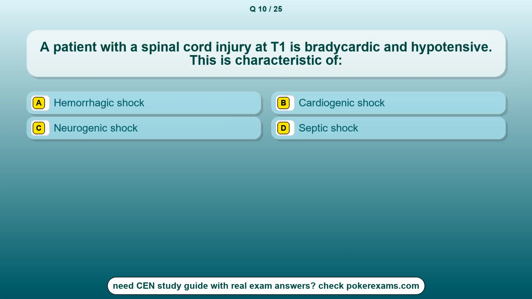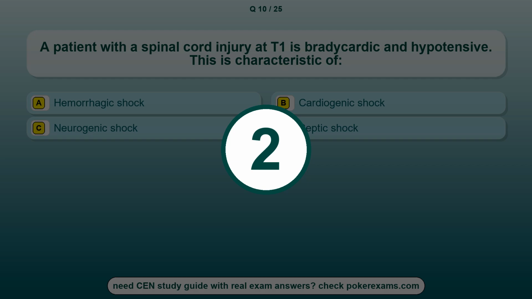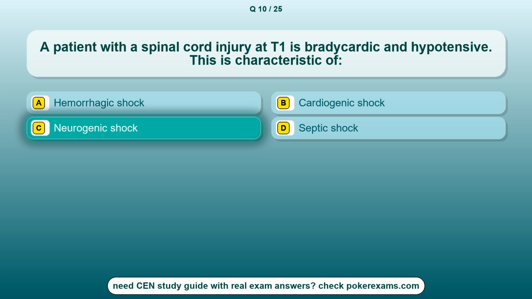Question 10. A patient with a spinal cord injury at T1 is bradycardic and hypotensive. This is characteristic of option A, hemorrhagic shock, option B, cardiogenic shock, option C, neurogenic shock, option D, septic shock. The correct answer is option C, neurogenic shock.